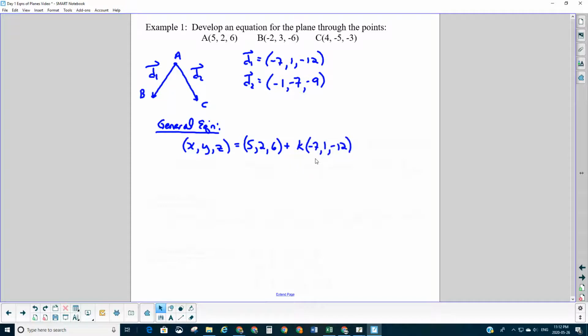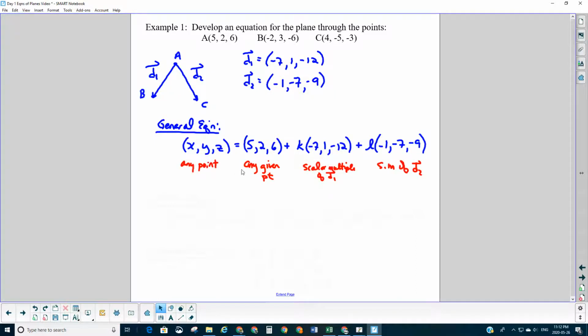That looks like a line, but we're talking about a plane. And planes have a point and two direction vectors. So you have another addition of the second direction vector with a different scalar multiple letter. Okay, so we define the general equation.